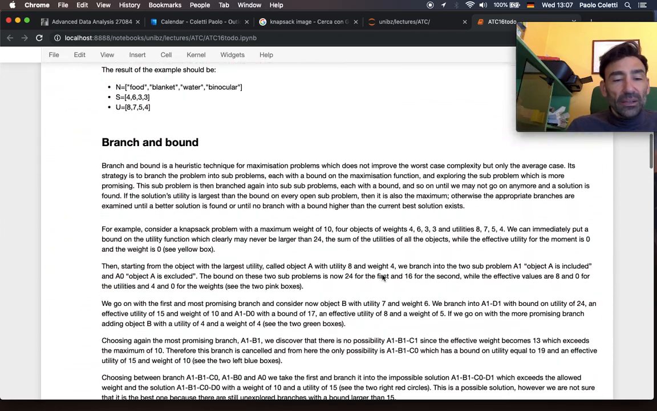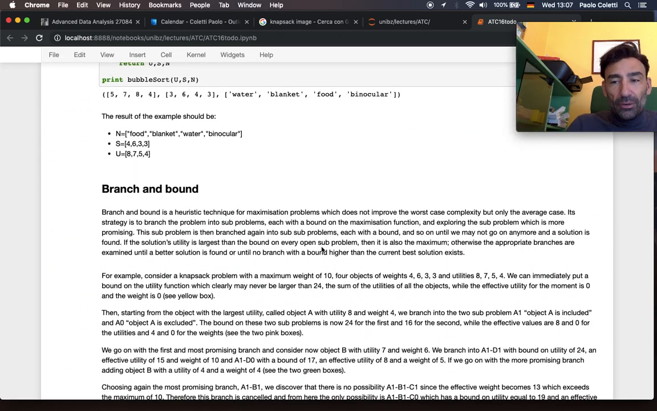And the algorithm we use is called branch and bound. It's a heuristic technique for maximization problems. It doesn't improve, as I told you, the worst case complexity, but only the average case. So on average you will do much less operations, but if you are unlucky you still have to examine all the cases. The strategy is to take the problem and branch it into two sub-problems.